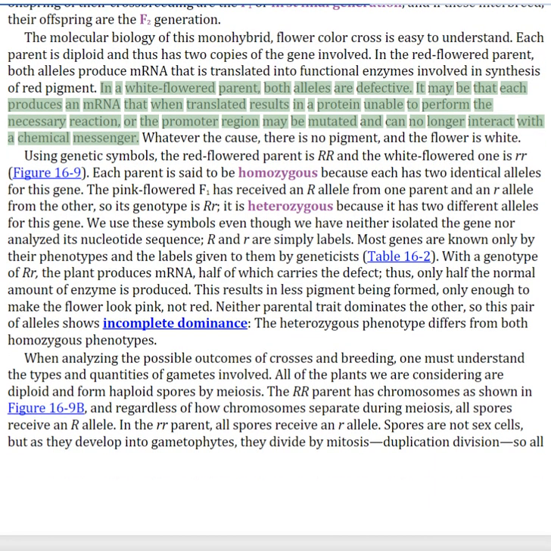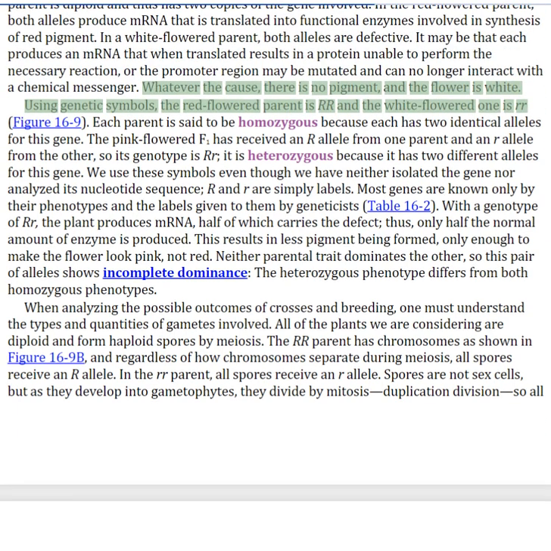In a white-flowered parent, both alleles are defective. It may be that each produces an mRNA that when translated results in a protein unable to perform the necessary reaction, or the promoter region may be mutated and can no longer interact with a chemical messenger. Whatever the cause, there is no pigment, and the flower is white. Using genetic symbols, the red-flowered parent is RR and the white-flowered one is rr.